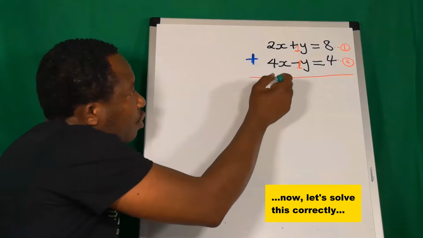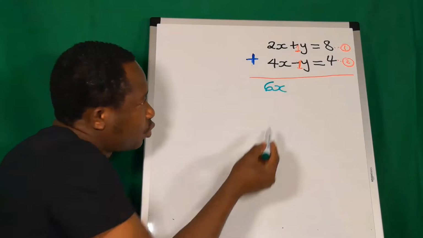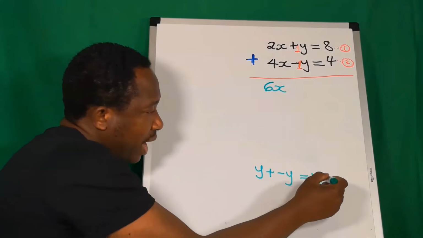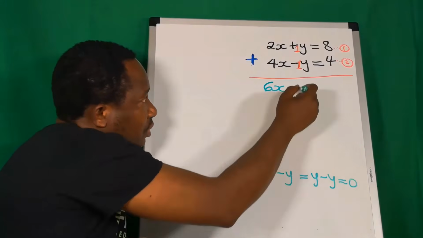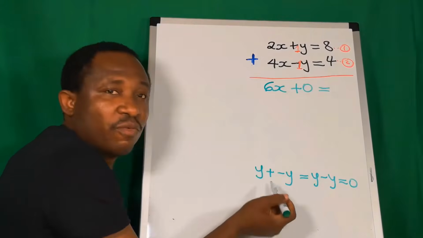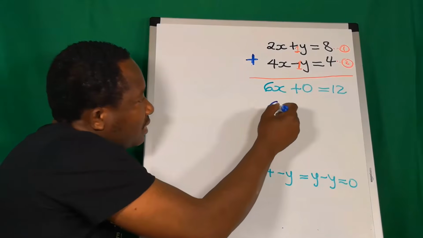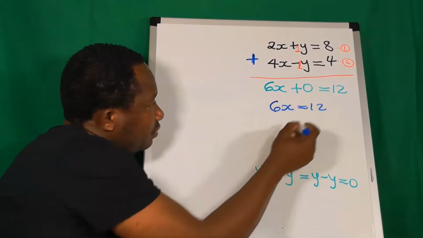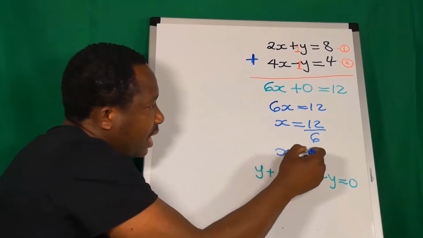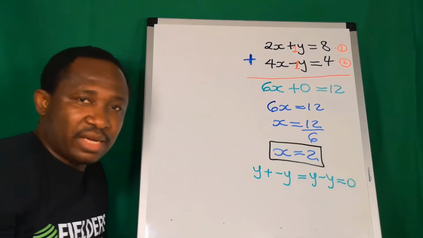2 plus 4 will give you 6x. Y plus minus y will give you y minus y, which is 0. So here we have 0. On the other side, 8 plus 4 will give you 12. And here we have that 6x is 12. X is now 12 divided by 6, and our x is 2. So we have obtained the value for x.